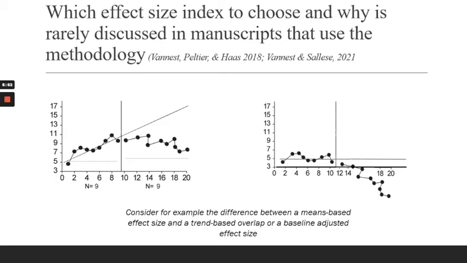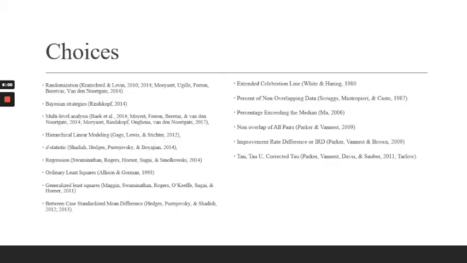Consider, for example, the difference between a means-based effect size and a trends-based, overlap, or baseline-adjusted effect size. There are a tremendous number of choices out there. Randomization, Bayesian strategies, multi-level analyses, hierarchical linear modeling, d-statistics, regression, ordinary least squares, GLM, between-case standardized mean differences, extended acceleration lines, percentage of non-overlapping data, percentage exceeding the mean, non-overlap of all pairs, improvement rate difference, tau, tau-U, or corrected taus, and these are just a few of the 50 that are out there.